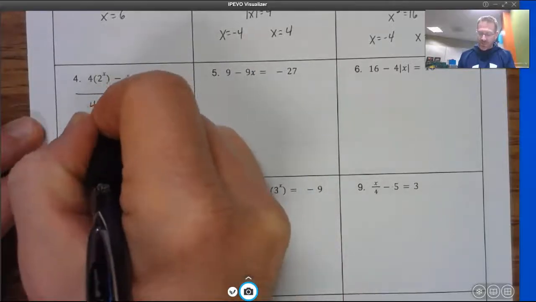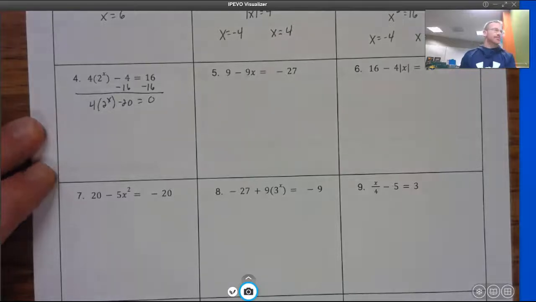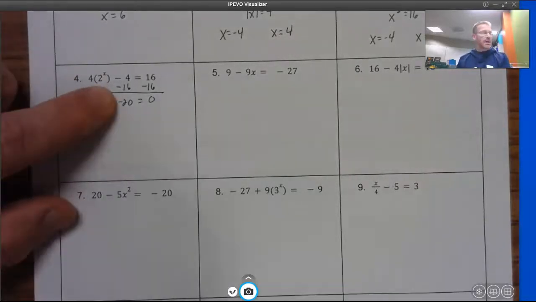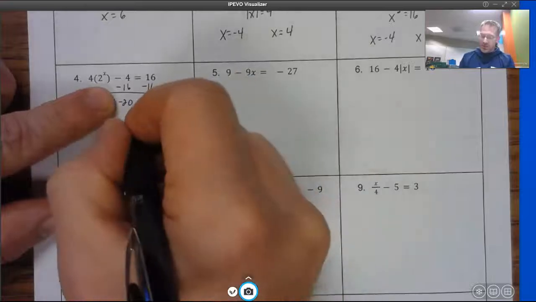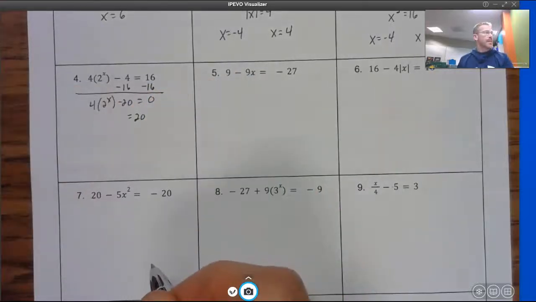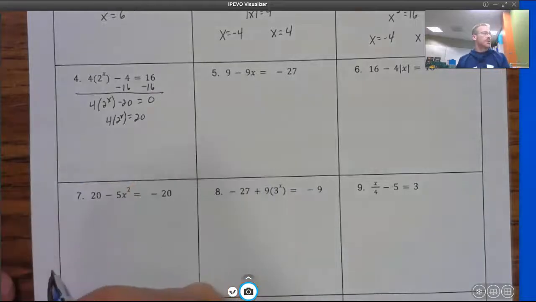And then I get 4 times 2 to the x minus 20 is equal to 0. All right, now I get to use that 0 property, right? So 20 minus 20 is 0. So whatever's behind my hand is equal to 20. So I get 4 times 2 to the x is equal to 20.